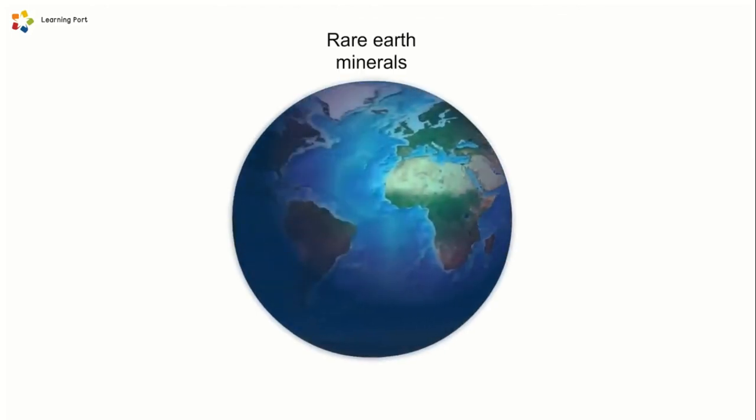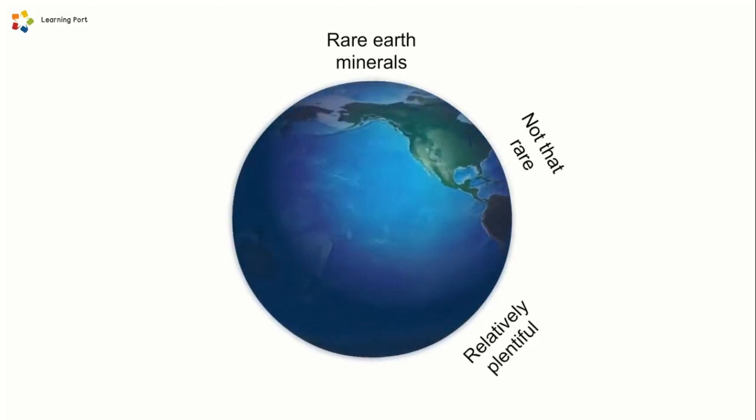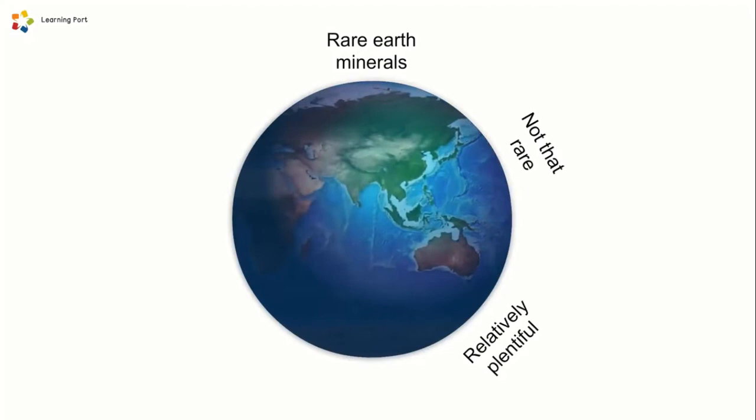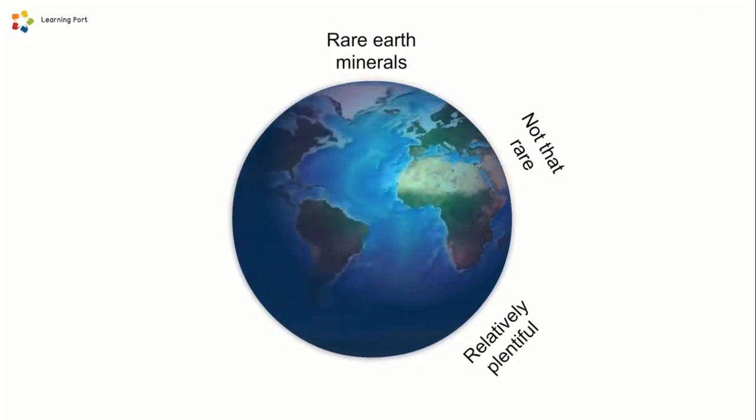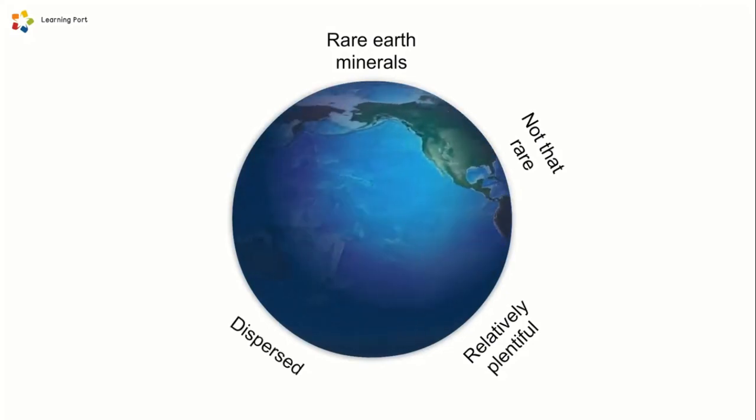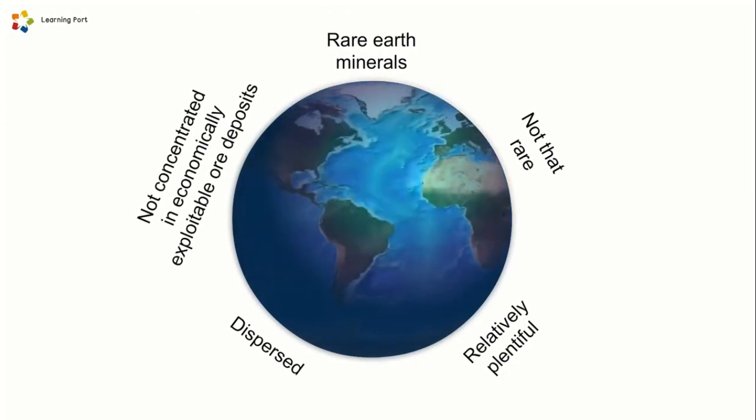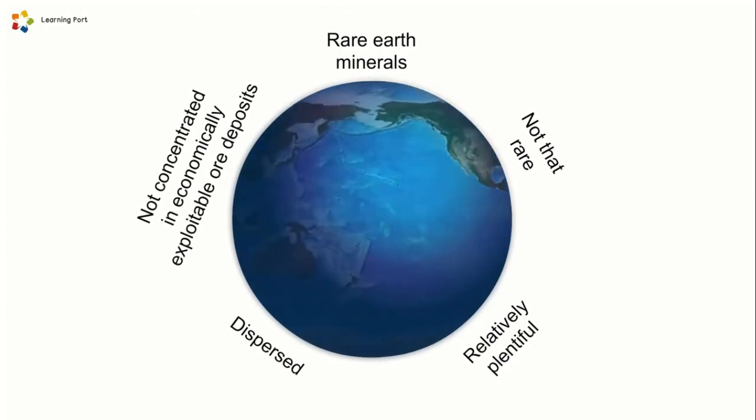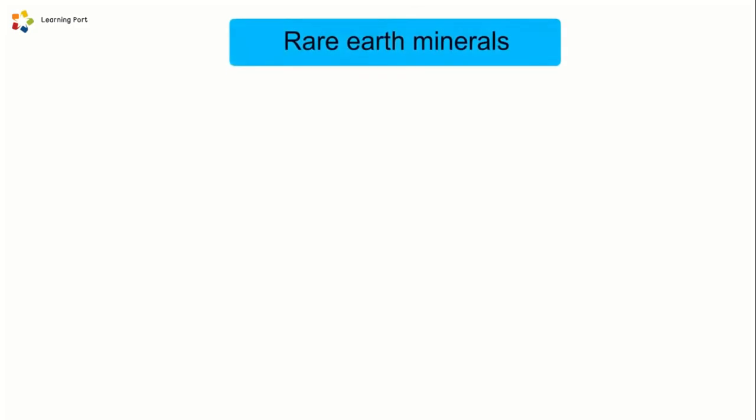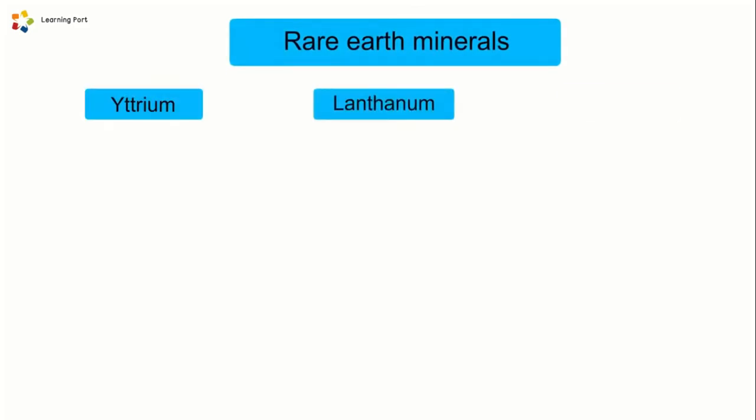Rare earth minerals are actually not that rare, but relatively plentiful in the Earth's crust. They are called rare earth because they are dispersed and not often found concentrated in economically exploitable ore deposits. There are 17 rare earth minerals, including yttrium, lanthanum, and cerium.